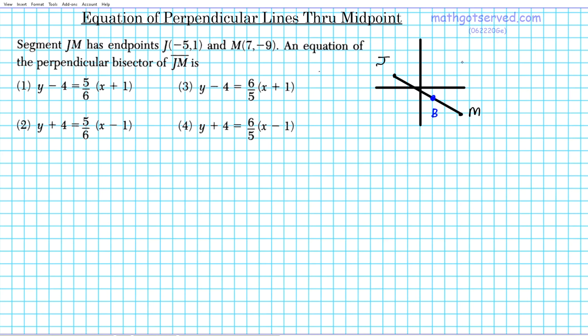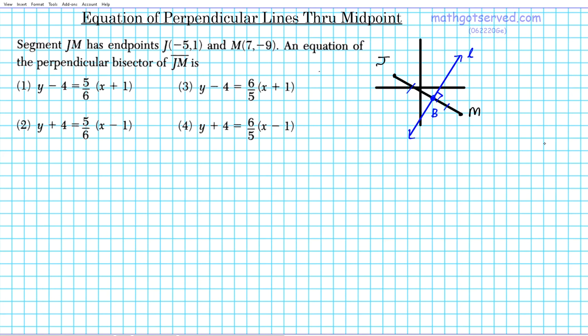The line is going to look something like this, but in such a way that this side right here is congruent to this side. This is not drawn to scale, but that's okay. And then this is 90 degrees, so it's a perpendicular bisector. All right, so this is the line right here. Let's call it line L. So what is the equation of this line?